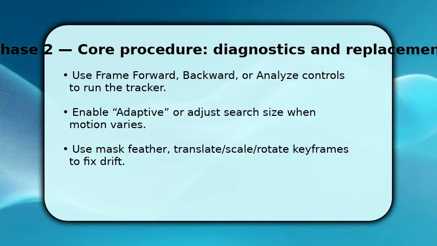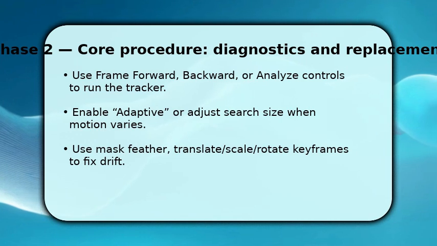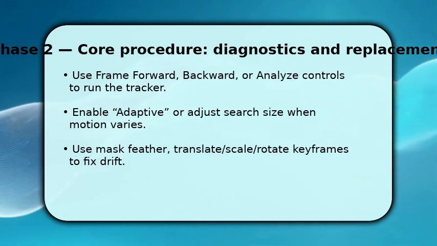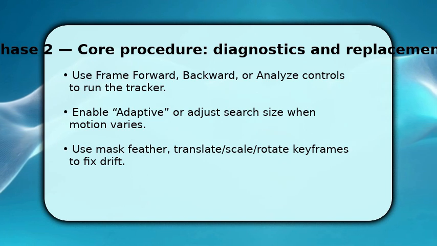If the subject moves unpredictably, enable adaptive search or increase the search size so the tracker finds the right features. Once the pass finishes, scrub the clip and examine keyframes for drift. Correct errors by moving keyframes or adding manual keys. Make sure to toggle the window visibility and compare before.